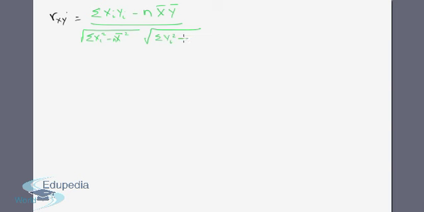You have Rxy as summation xi yi minus n times x bar y bar divided by root under summation xi square minus n times x bar square, and then summation yi square minus n times y bar square. What I can do is I can write my x bar as summation of x by n and y bar as summation of y by n.